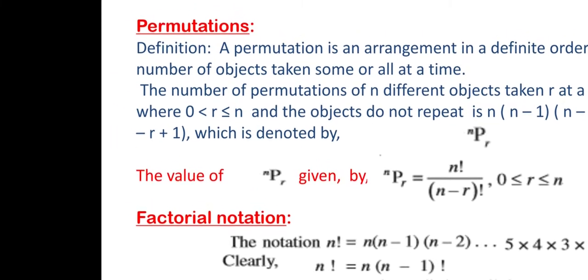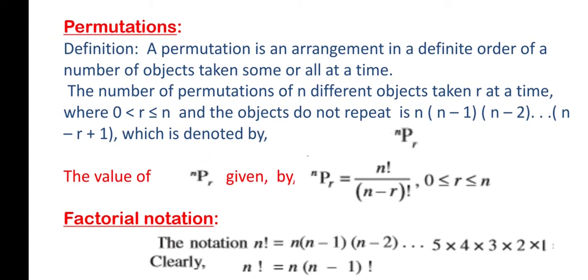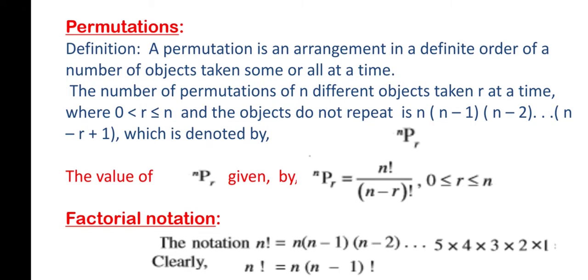So students, next I'll explain the definition of permutation. Permutation is an arrangement in a definite order of a number of objects taken some or all at a time. The number of permutations of n different objects taken r at a time, where 0 less than r less than or equal to n, and the objects do not repeat, will be n into n minus 1, n minus 2, dot dot dot, n minus r plus 1.